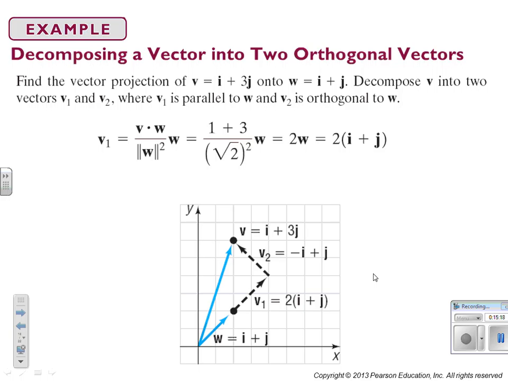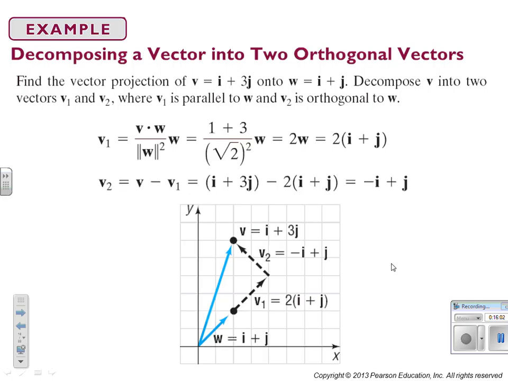So the dot product between v and w is 1 times 1, which is 1, plus 3 times 1, which is 3, divided by the magnitude of w. So that's 1 squared plus 1 squared, which is 2. The magnitude is the square root of that. And then we're going to square the square root of 2. So we get 4 over 2, which is 2. So v1 is equal to 2 times w, or 2 times i plus j.